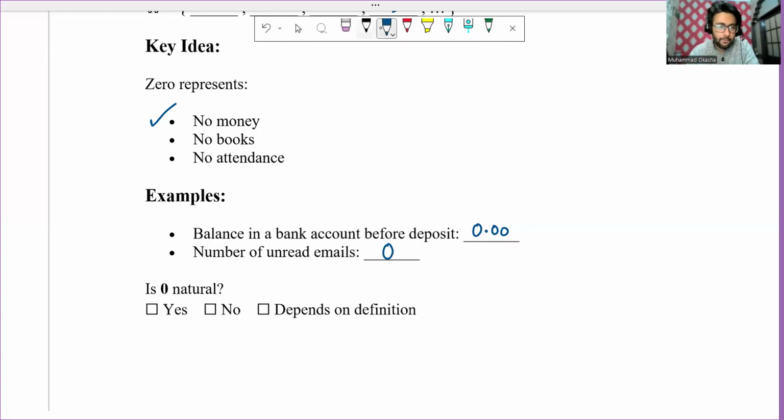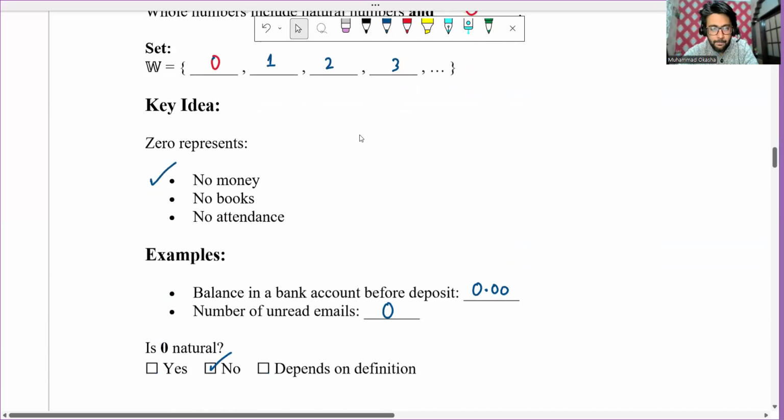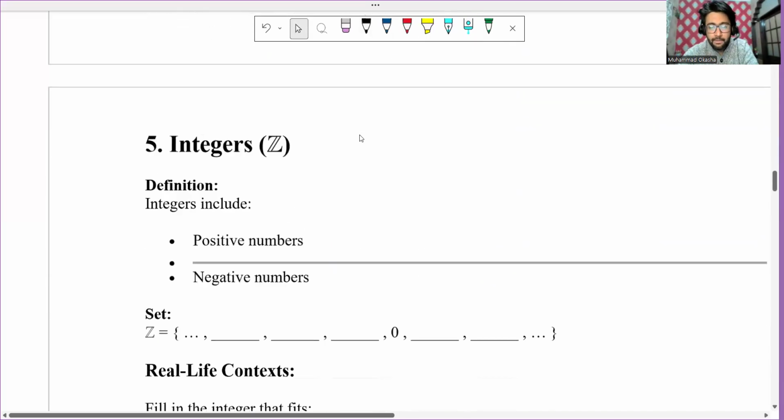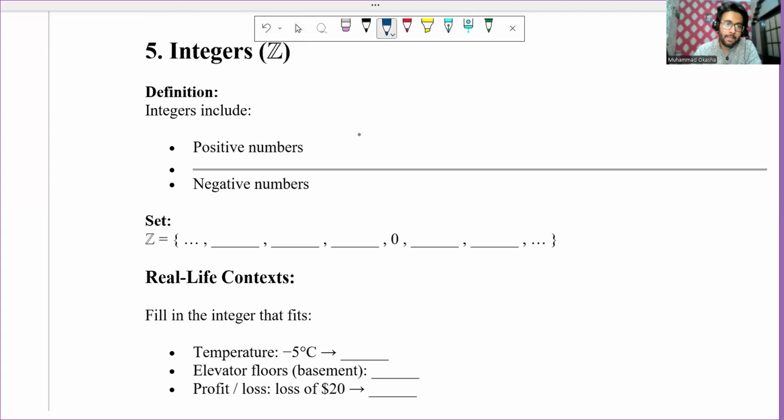Is zero natural? Of course, zero is not a natural number. We know that. The difference between natural numbers and whole numbers is that whole numbers include a zero. Next, you have integers, really important. Integers include all the positive numbers, all the negative numbers, and it includes a zero.